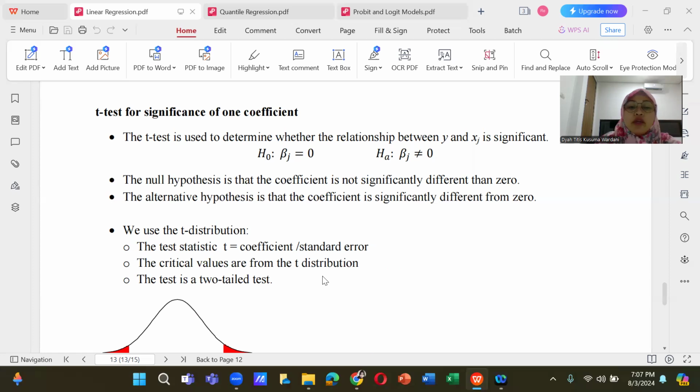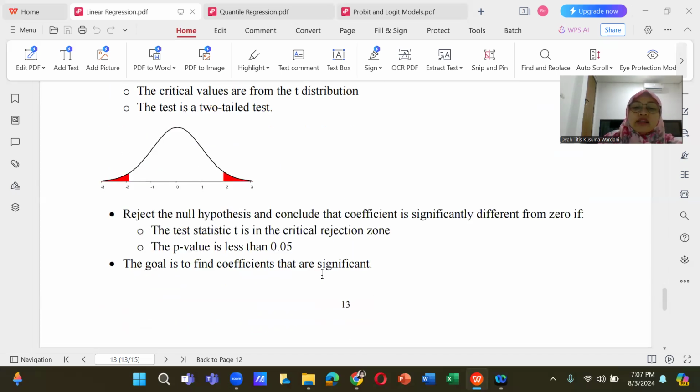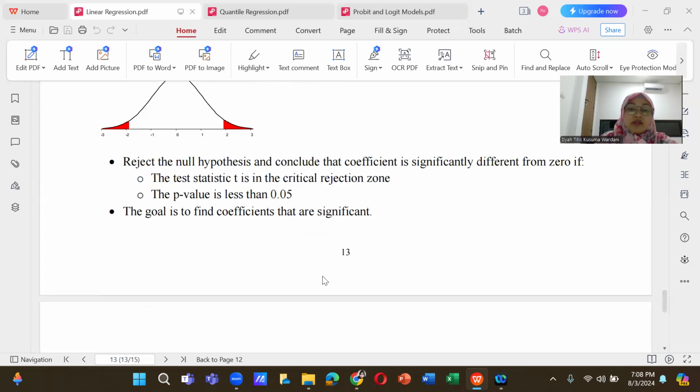And we use the t-distribution. The test statistic t equals the coefficient divided by its standard error. The critical values are from the t-distribution. The t-test is a two-tailed test. Here, we reject the null hypothesis and conclude that the coefficient is significantly different from 0 if the test statistic t is in the critical rejection zone, or the p-value is less than 0.05. Then the goal is to find the coefficients that are significant.